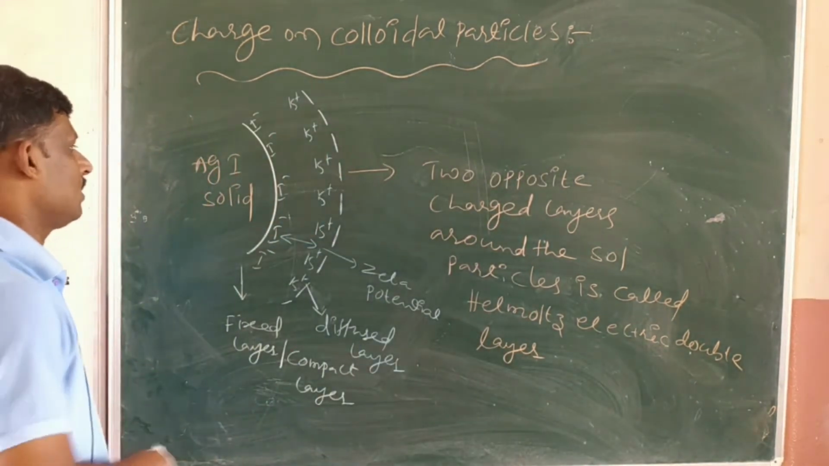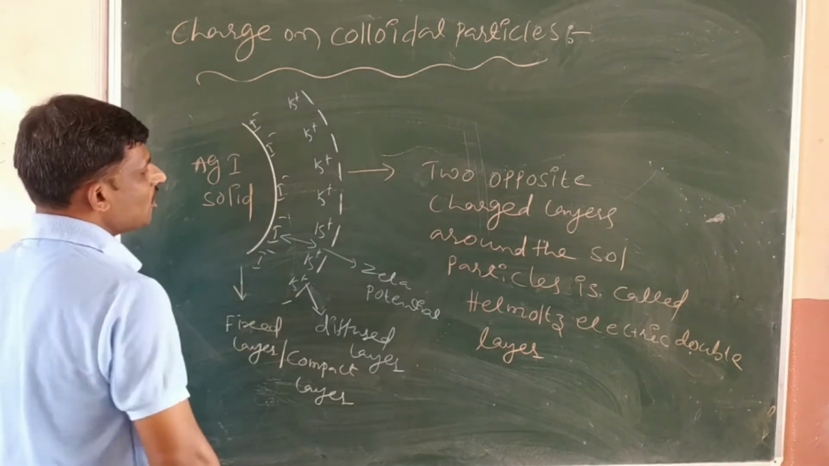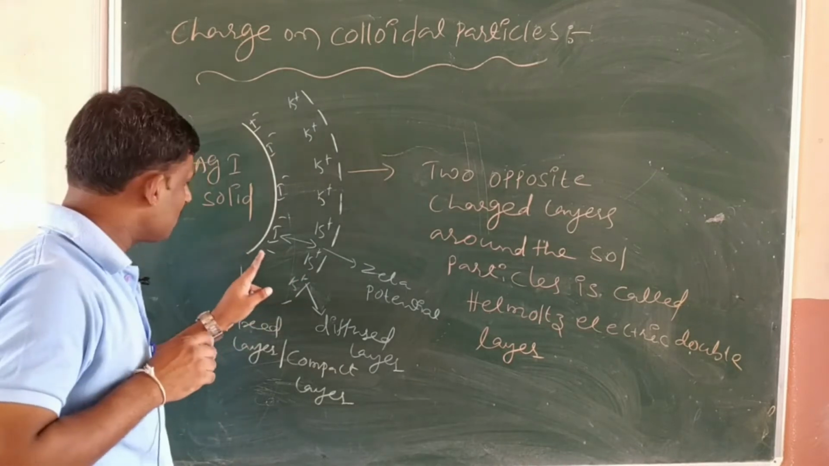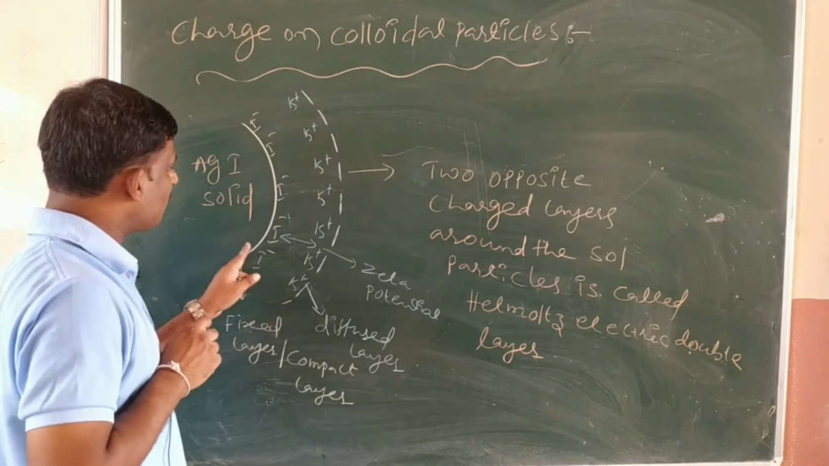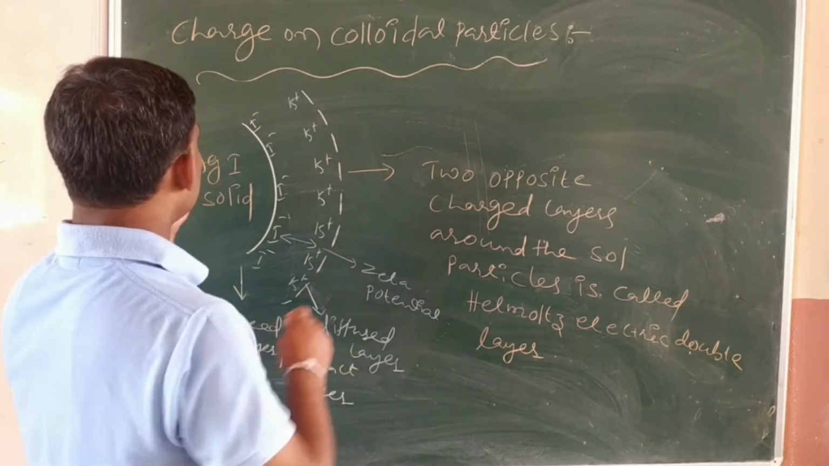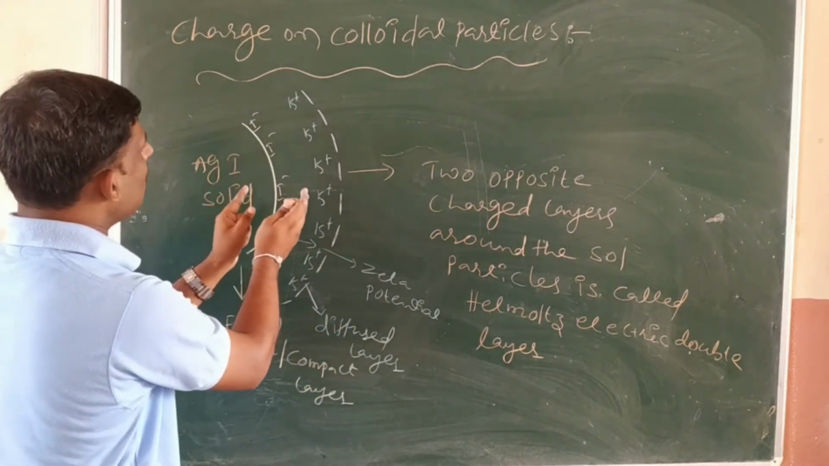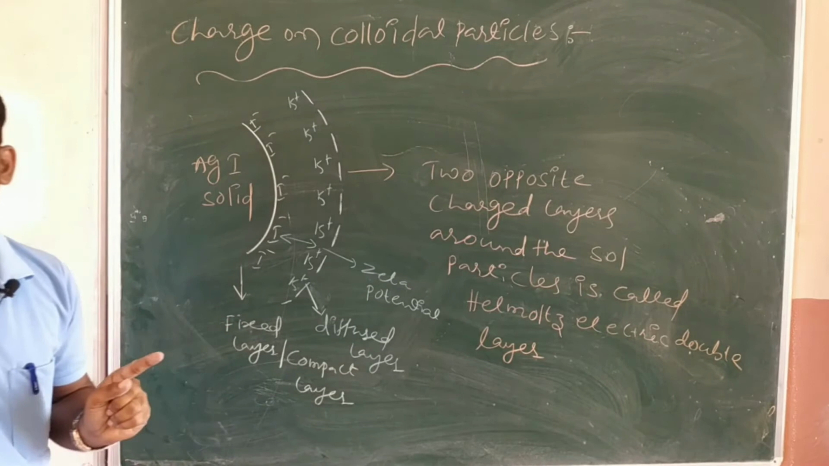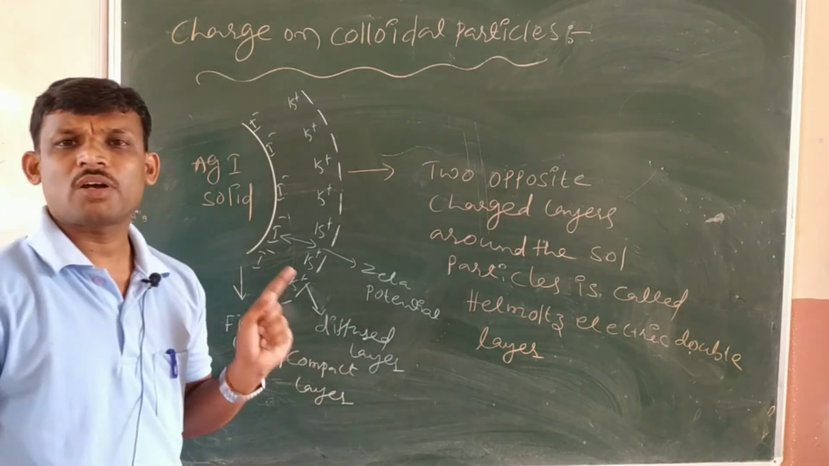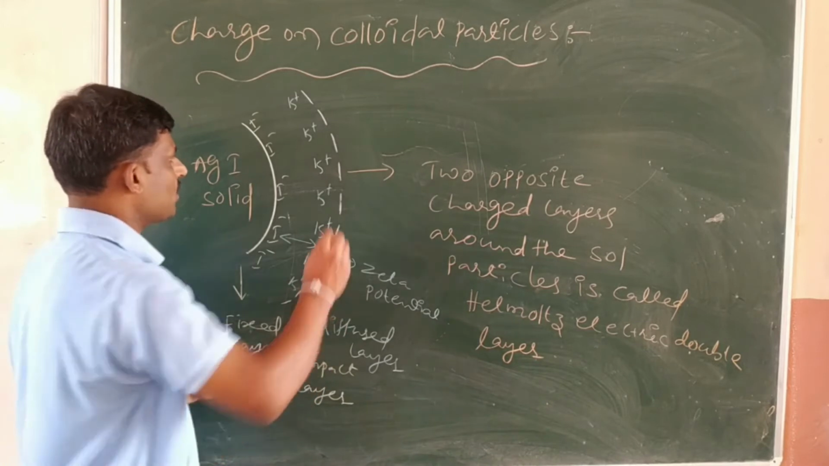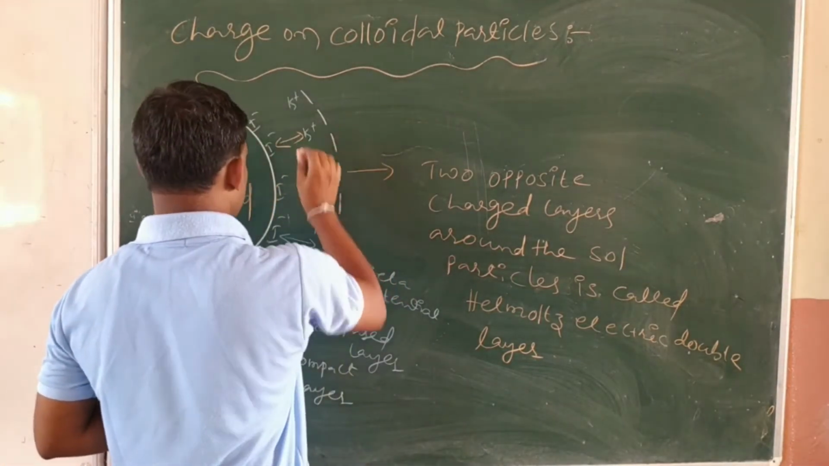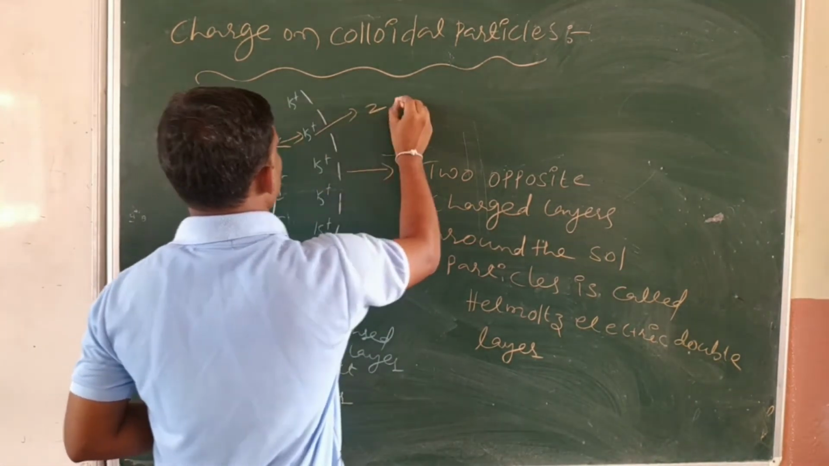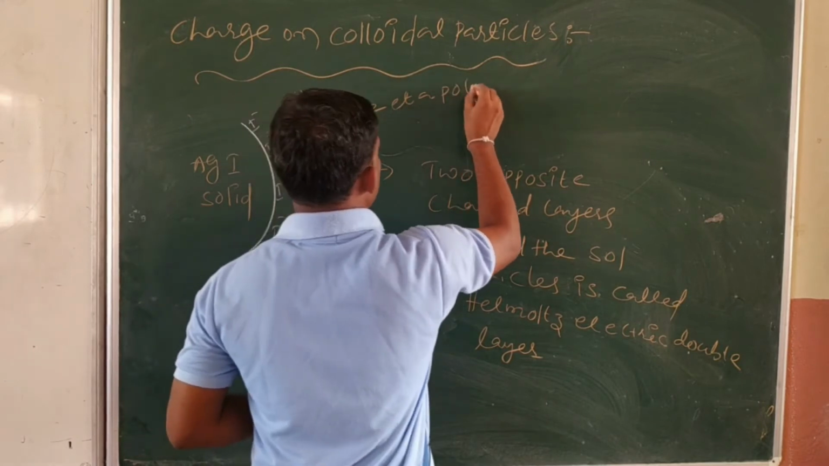Again I will tell one thing here. A charge difference is there: one charge here, another charge there, and a potential is developing. Due to the potential difference between the negative and positive charged layers, some potential will be produced. That potential is called the zeta potential. I am writing about this. Why? It is the potential difference. Zeta potential.